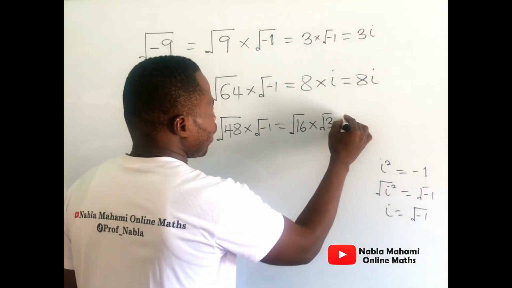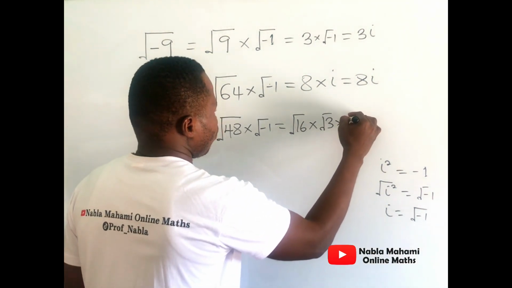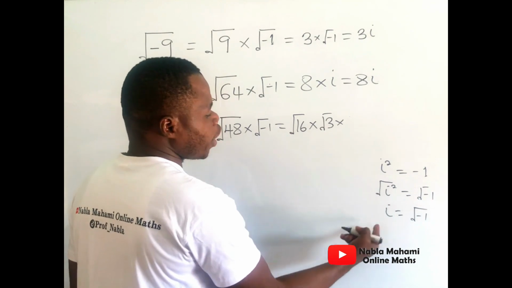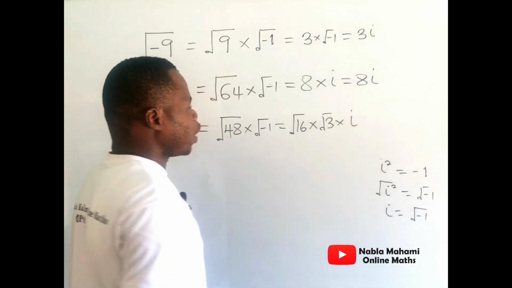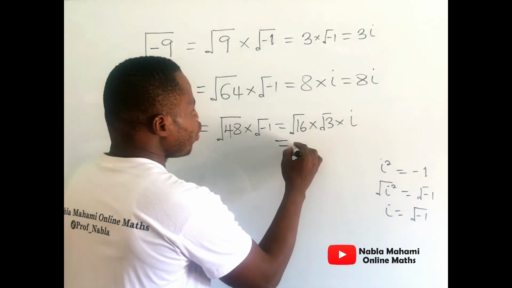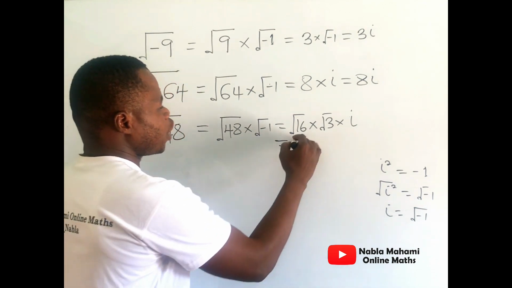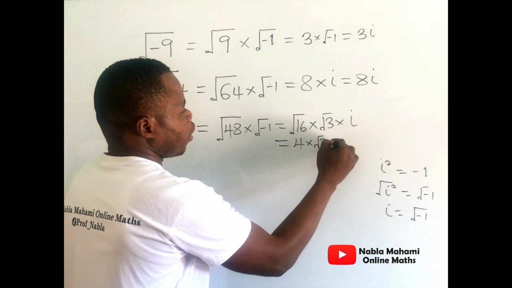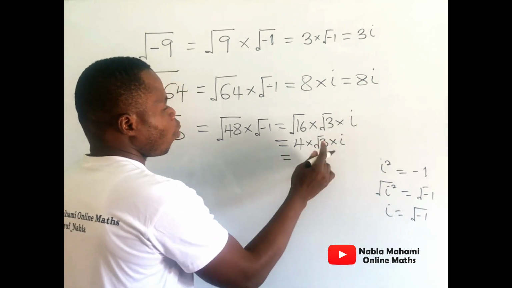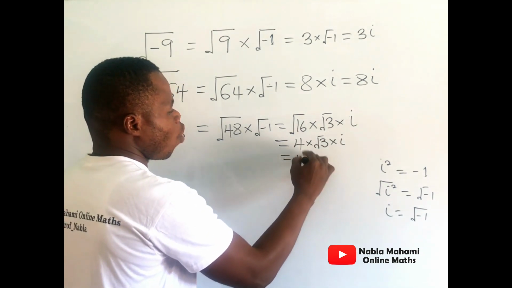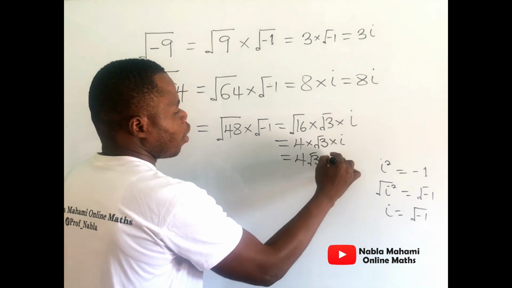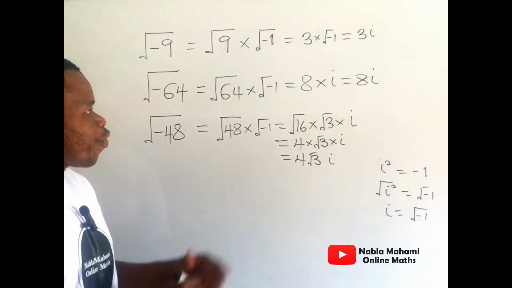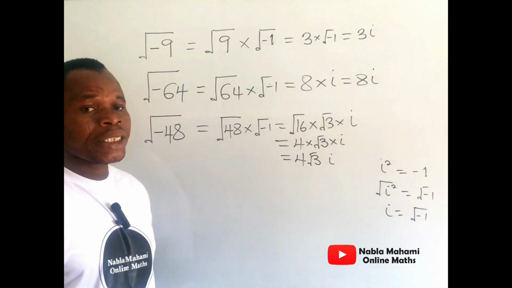Then we'll multiply by the square root of negative 1, which is i. So I'll just put my i there. Then this will give me the square root of 16 is 4, times the square root of 3, times what? i. So combining all these things, it will give me 4 root 3i. So this is how we find the square root of a negative number without using a calculator.